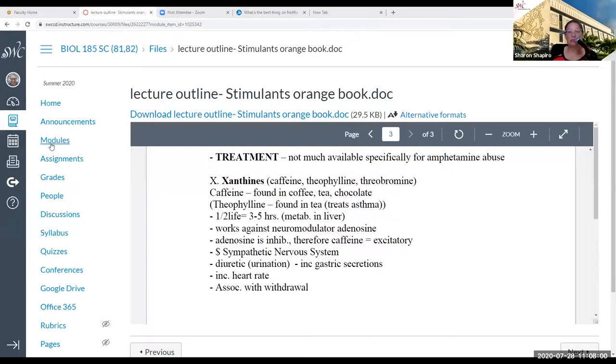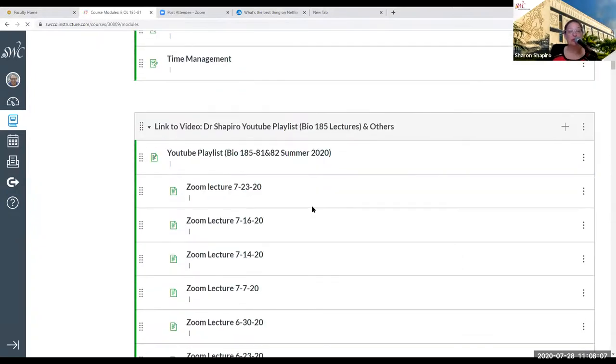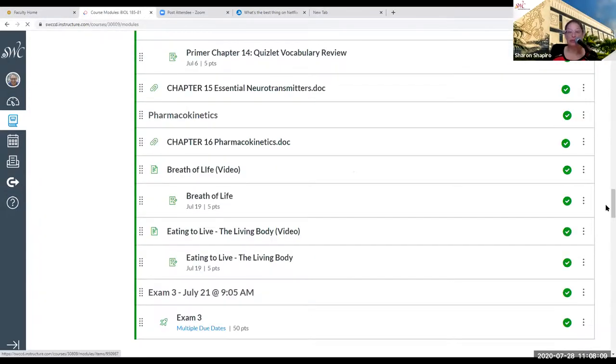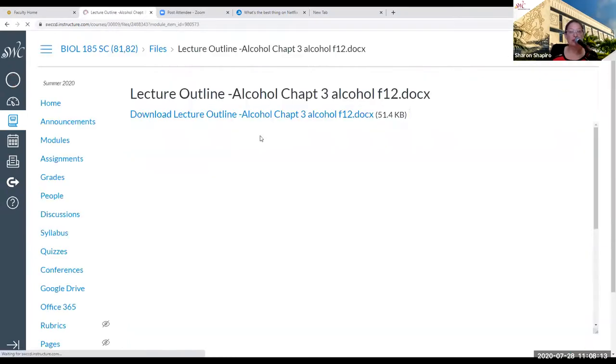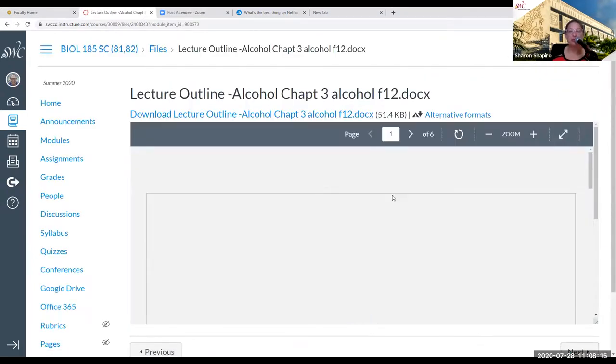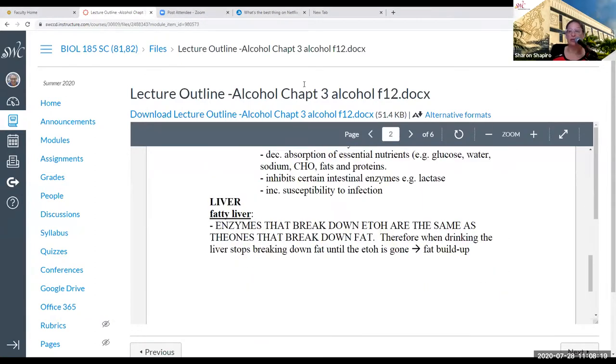Yeah. So when you're in modules, I have lecture outlines for everything that go with these lectures and go with the orange book. So again, let's go down to this fourth unit, alcohol. There's a lecture outline that goes with it. Someone, I forget who, maybe Tony, asked me at the beginning of the class. I've got the lecture outline, it highlights key important things.